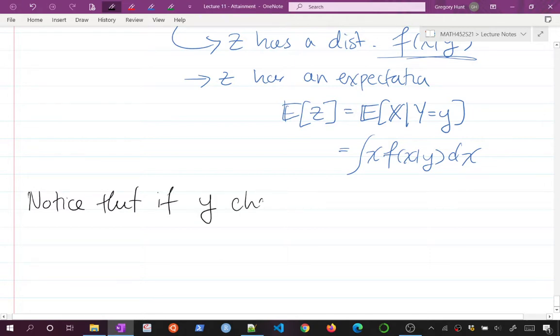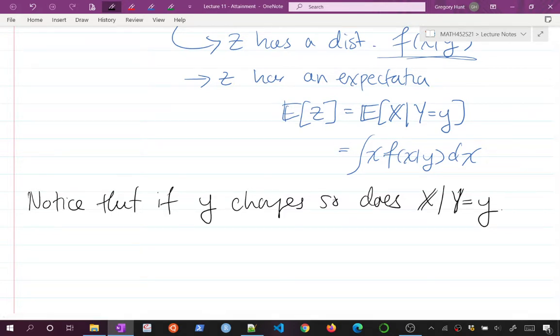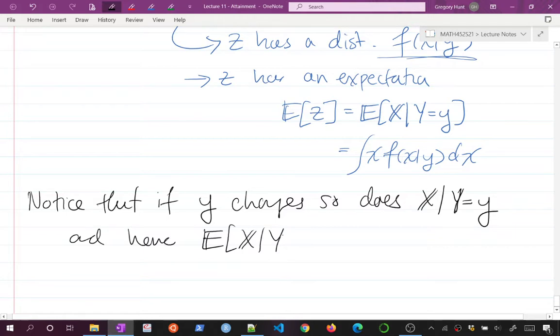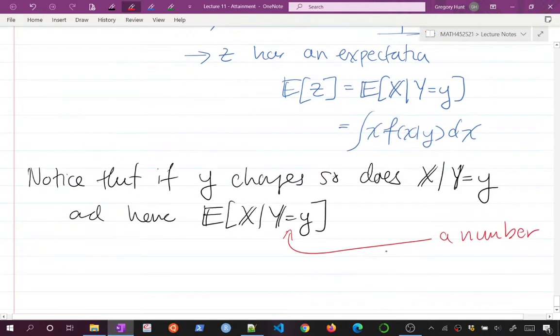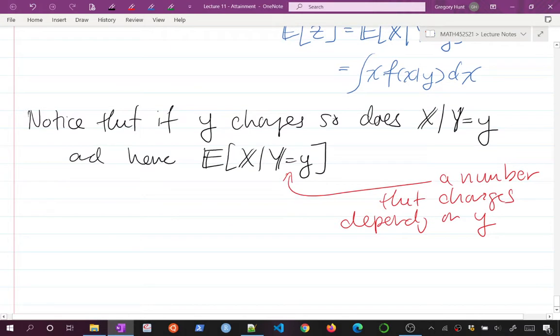Notice how, though, if y, little y, changes, so does my univariate random variable x given y, little y, right? So this is why people get uncomfortable, because I get a different random variable for each value of little y. And so, hence, if I just look at the expected value of some univariate random variable, maybe the univariate random variable is x given y is equal to little y, this thing is just a number. But it's a number that changes depending on little y. We have a name for that, i.e. a function.